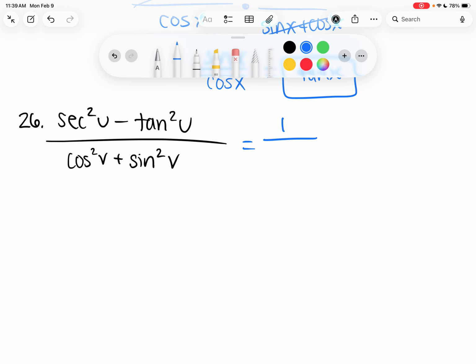And then do I have one that's sine squared plus cosine squared? Or vice versa, cosine squared plus sine squared. That one is also 1. So that's equal to 1. Way less work on that one.